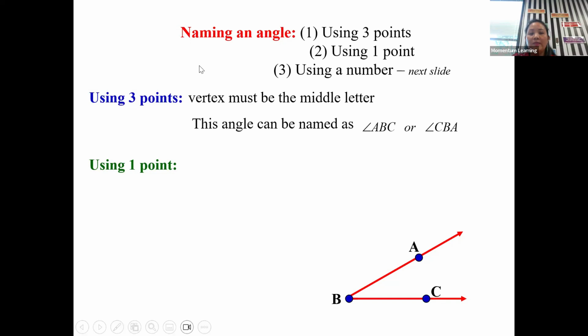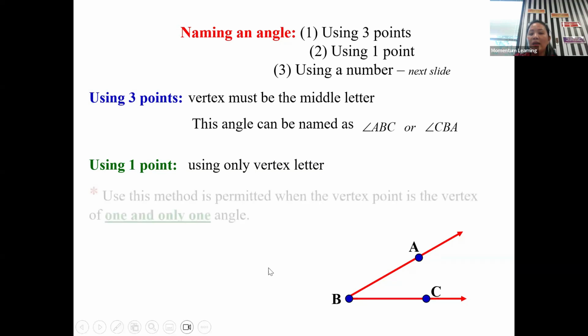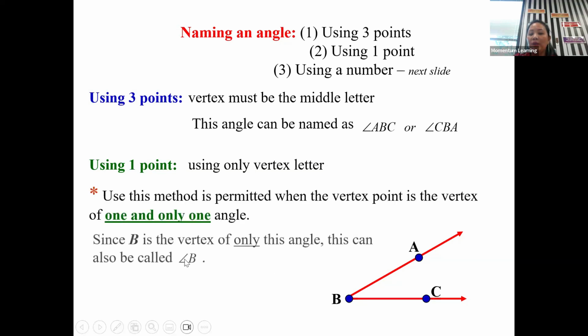Now we can name it using 1 point as well. What is this 1 point? This 1 point is only using the vertex letter. So as you can see, this one is pointed to vertex B. So now I can name it angle B. Now, there's an asterisk right here telling you that this is only happening when there's only one angle involved. So if you look at the figure, when I say, hey, angle B, there's only one angle right here. So there's nothing where I'm confused, I don't know which one it belongs to. You know exactly that it is referring to this.